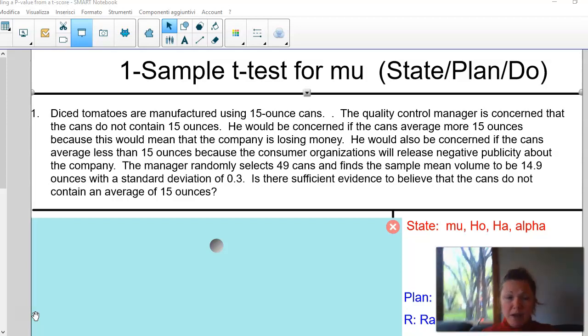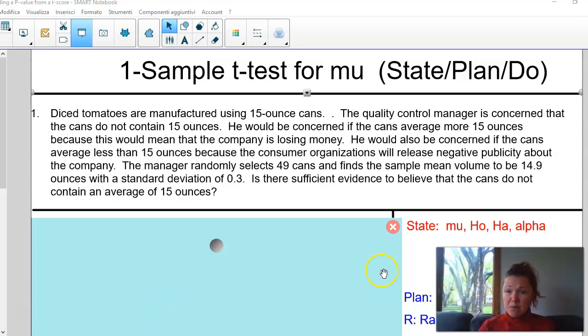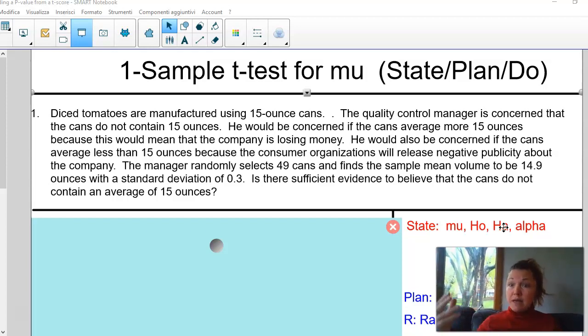Okay, so what we're going to do here, guys, is the state, plan, do, conclude. In the state, we need our parameter. That's our mu. That's what's describing the population. We need our null hypothesis, which is the value that is describing the population. And then we need our alternative hypothesis. And that's what we're trying to find evidence for. Now, this evidence isn't always necessarily a good thing, but it's evidence that allows us to make a decision, okay? And then finally, alpha. Alpha is the level that helps us decide whether we reject or fail to reject the null hypothesis, based off the p-value compared to alpha.